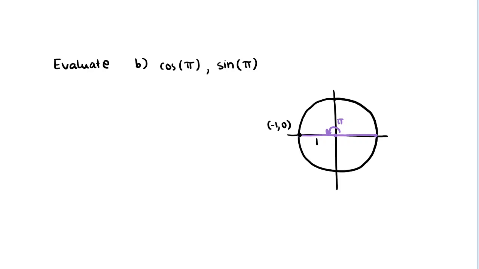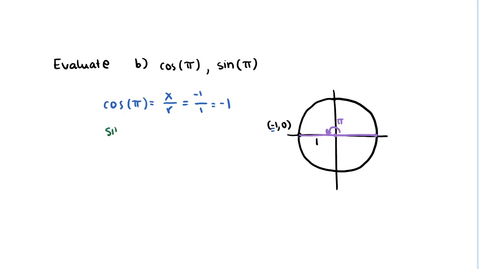And we said that cosine of pi, well, this is the x-coordinate of that point on the unit circle corresponding to that angle of pi divided by the radius. The radius is just 1. The x-coordinate is -1. We get -1 at the end of the day. It's that same x-coordinate here for that unit circle.